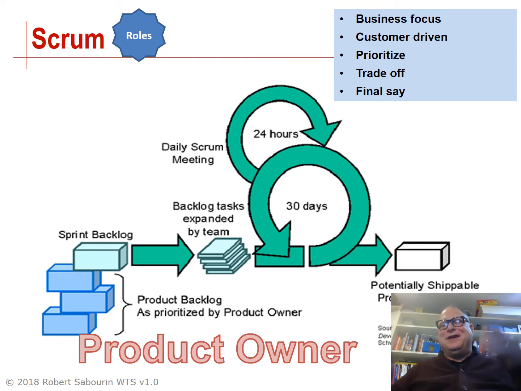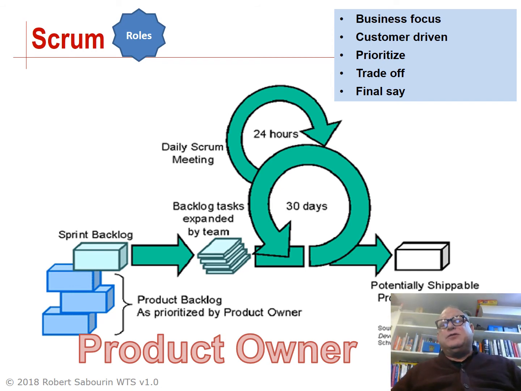So the first thing is roles and responsibilities. If you are implementing software engineering with Scrum, what are the roles? Well, the first role is the product owner. The product owner is indeed a business driver for the project. It's someone who is the final say. Customer driven, they make all trade-offs and they prioritize whatever has to be prioritized.